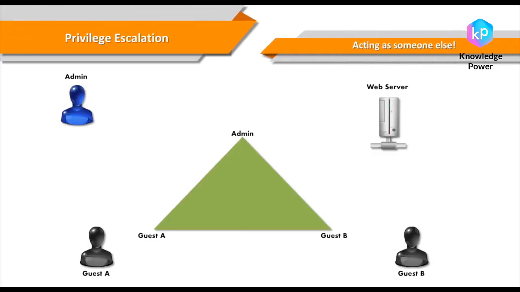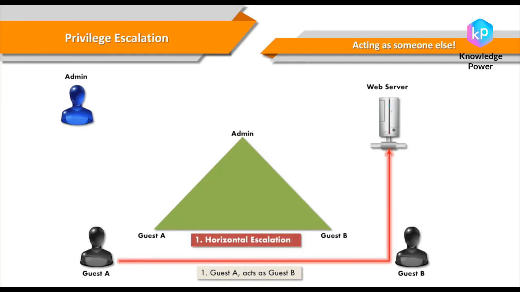Privilege escalation is the act of exploiting a bug, design flaw, or configuration oversight in the application in order to gain elevated access to resources that are normally protected from an application or user. The result is that a user with more privileges than intended by the application can perform unauthorized actions.